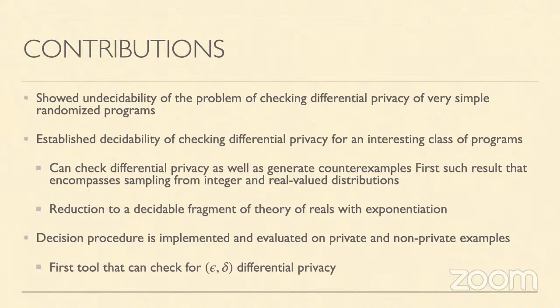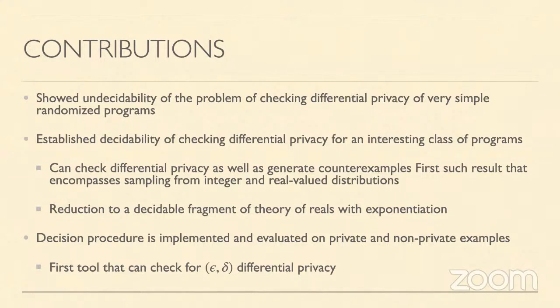The main idea in the paper is to reduce it to a question of satisfaction of a theory of fields with exponentiation. Since we don't know whether this theory is decidable or not, we are careful to map it into a fragment which is known to be decidable. We actually implemented this decision procedure and evaluated it on some small private and non-private examples.